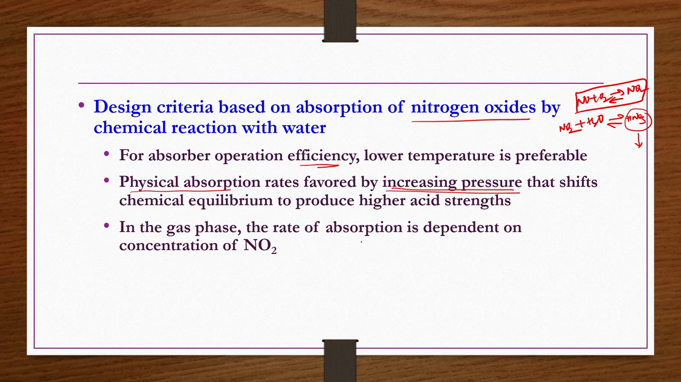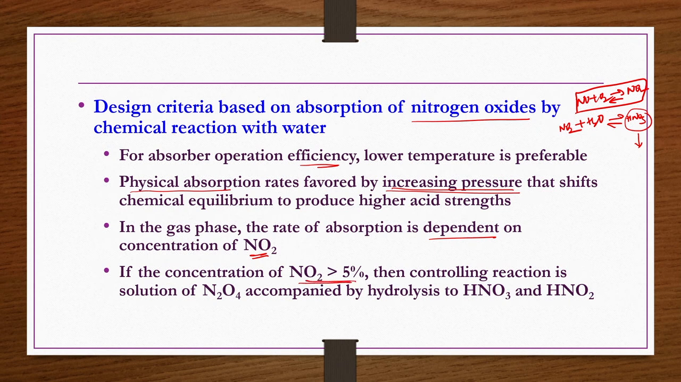Then in the gas phase, the rate of absorption is dependent on the concentration of NO2. Right? If more NO2 is present in the gaseous mixture, then higher absorption of NO2 may take place to give higher acid concentrations. If the concentration of NO2 is more than 5%, then the controlling reaction is the solution of dinitrogen tetraoxide accompanied by hydrolysis to give HNO3 and HNO2. If the acid strength is more, then this reaction, accompanied by hydrolysis to nitric acid and nitrous acid, is going to be the controlling reaction.